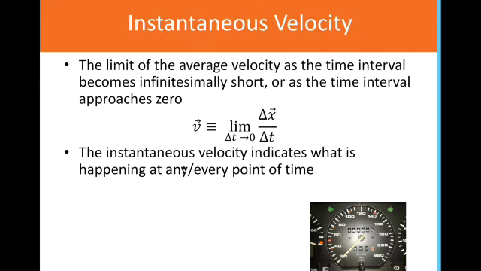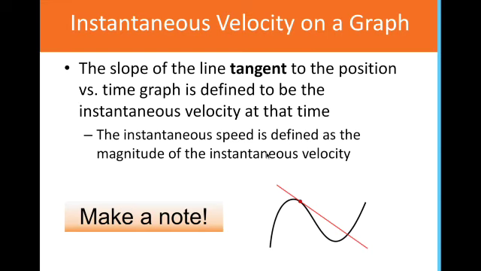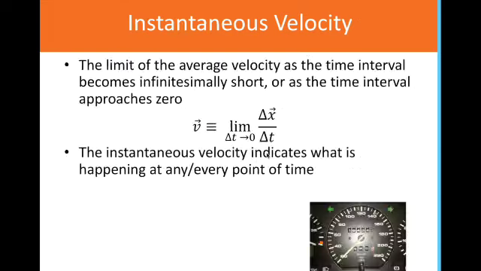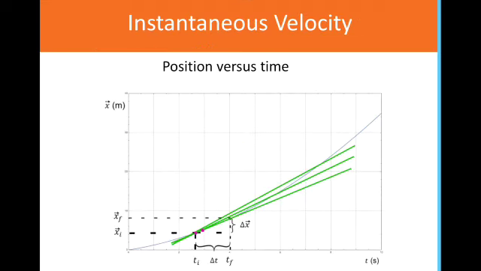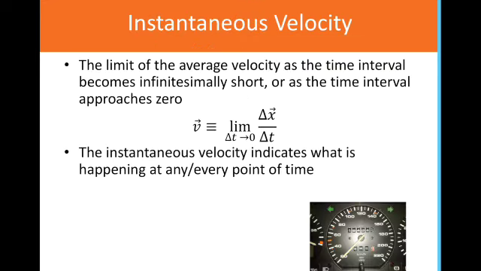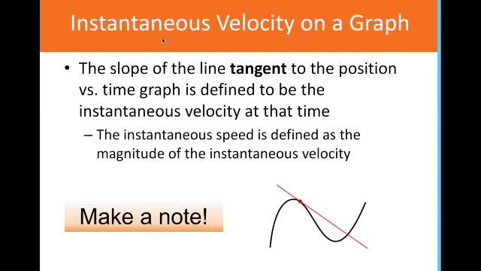Okay, but then we look at the instantaneous velocity. Recapping, that's the limit. So this instantaneous velocity becomes the limit of the average velocity, and therefore that becomes a tangent to the line, as we showed when we went through all of this. So we get the tangent line, and that is the instantaneous velocity. So on a graph, the instantaneous velocity is the slope of the line tangent to the position versus time graph, and that's defined to be the instantaneous velocity at that time.